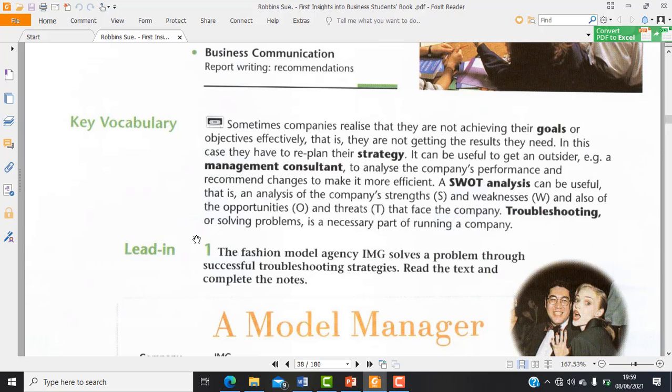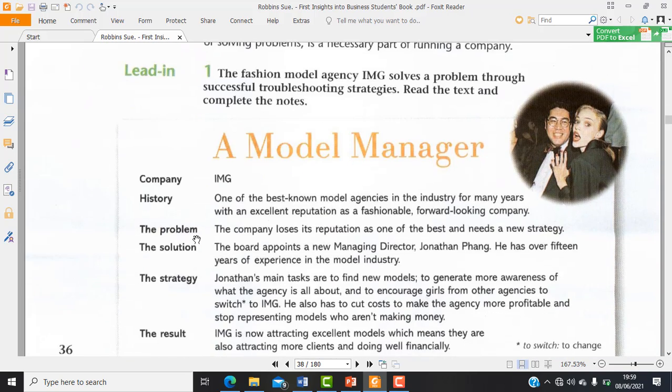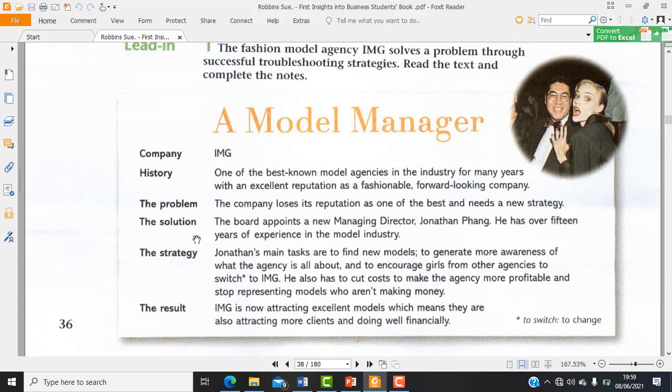Another way is SWOT analysis, tadi udah saya jelaskan, and troubleshooting or solving problems is a necessary part of running a company. Now we have a case, guys. Okay, now we have a case. Okay, let's take a look at this one. It's about a model manager. The name of the company is IMG. So in the past, IMG was one of the best known model agencies in the industry for many years, with an excellent reputation as a fashionable, forward-looking company.